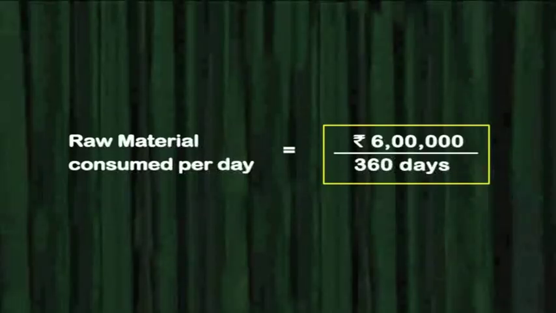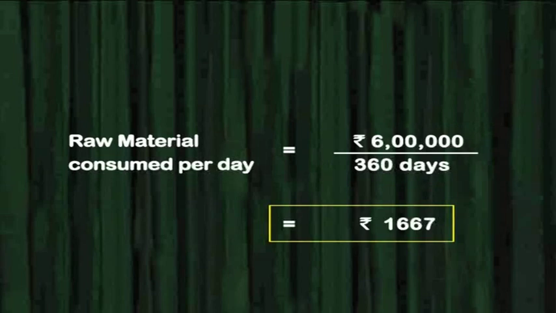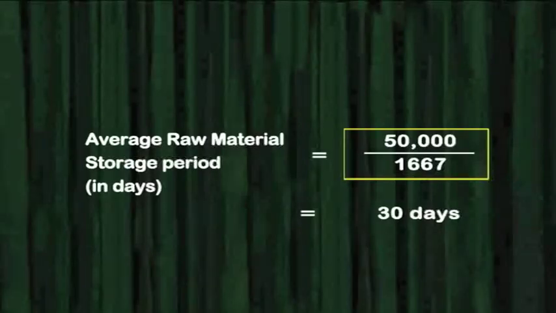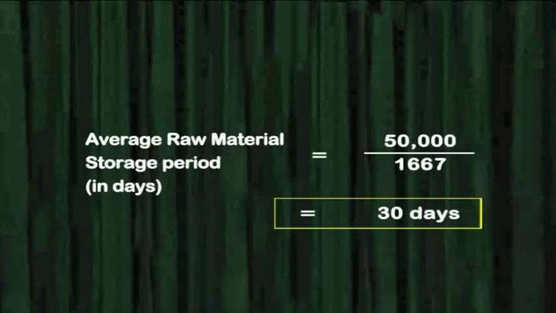Answer will come as 6 lakh divided by 360 is equal to 1667. So the denominator will be 1667 and the numerator will be 50,000 because average stock of raw material is 50,000. We will divide it as 50,000 divided by 1667. It will give us the storage period of raw material as 30 days.